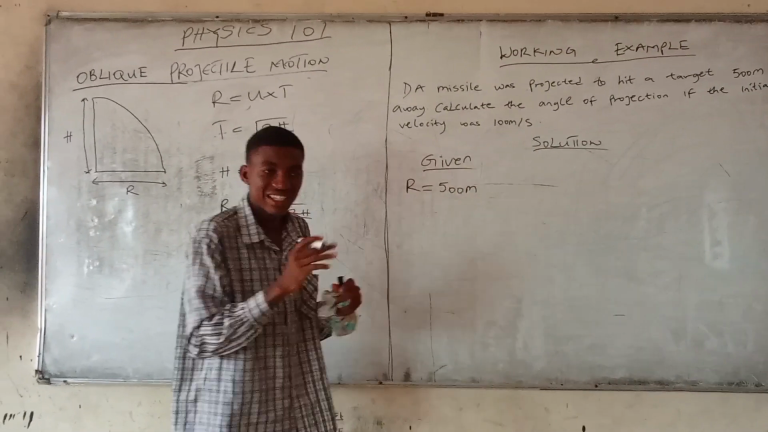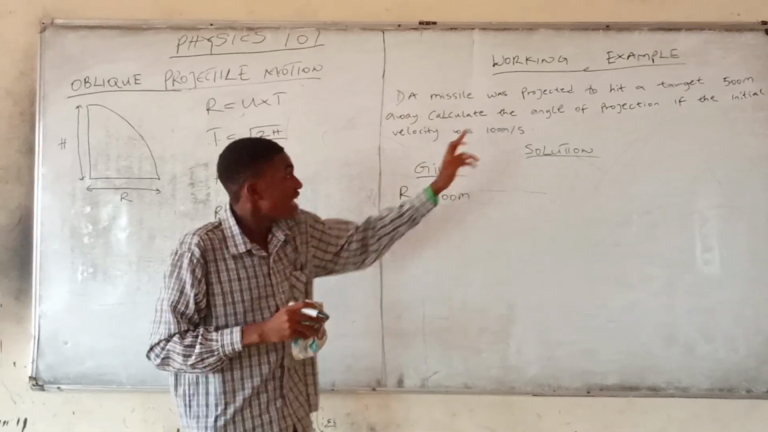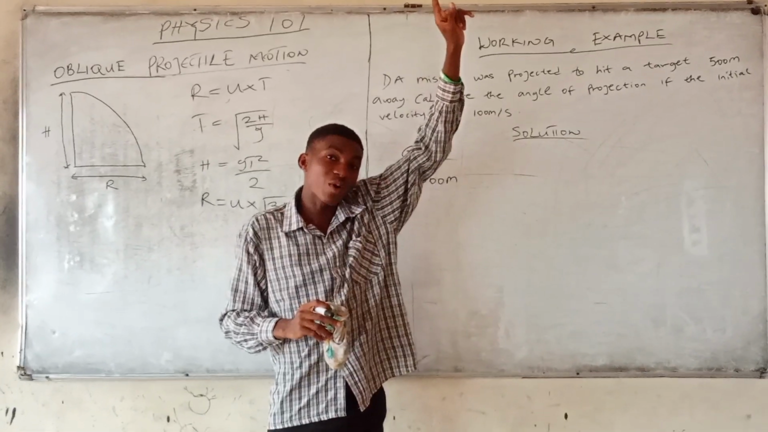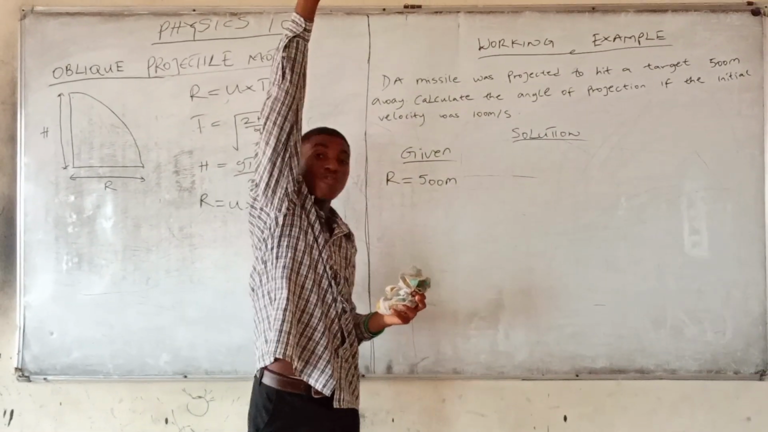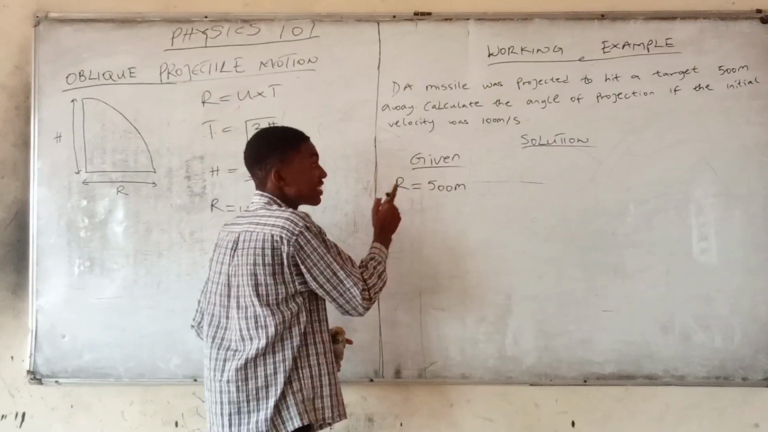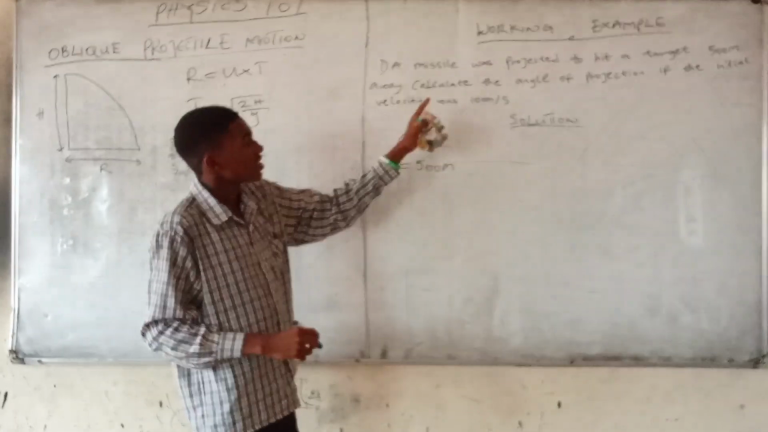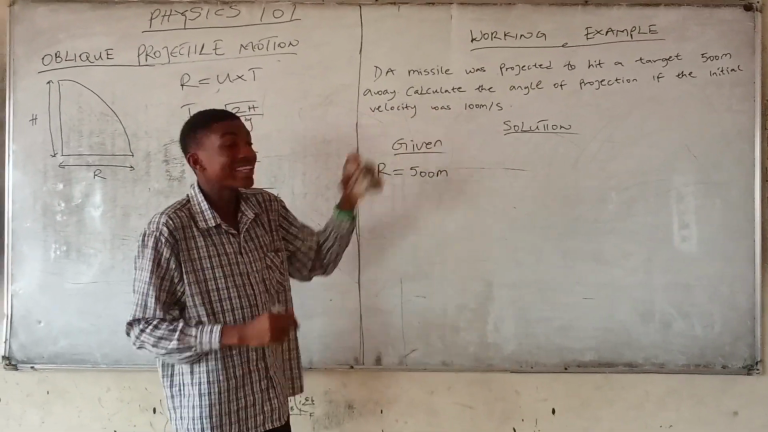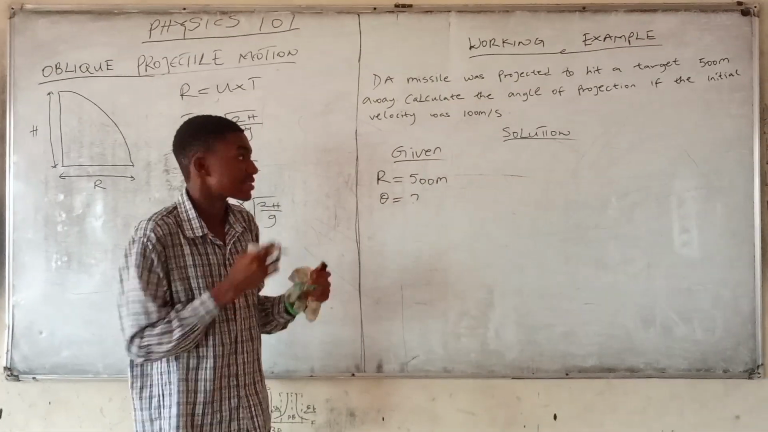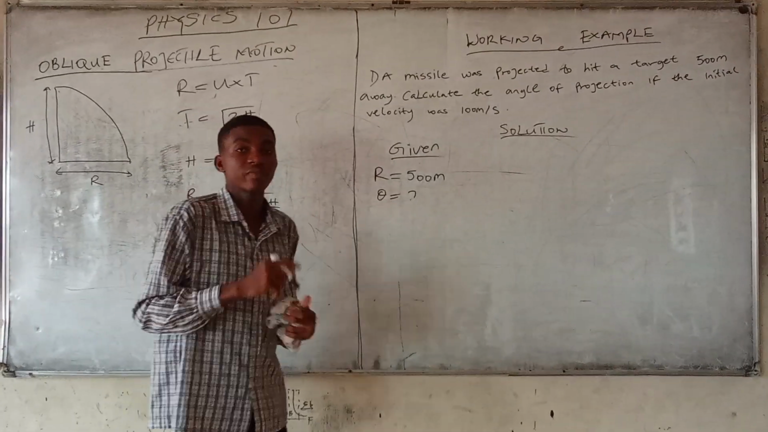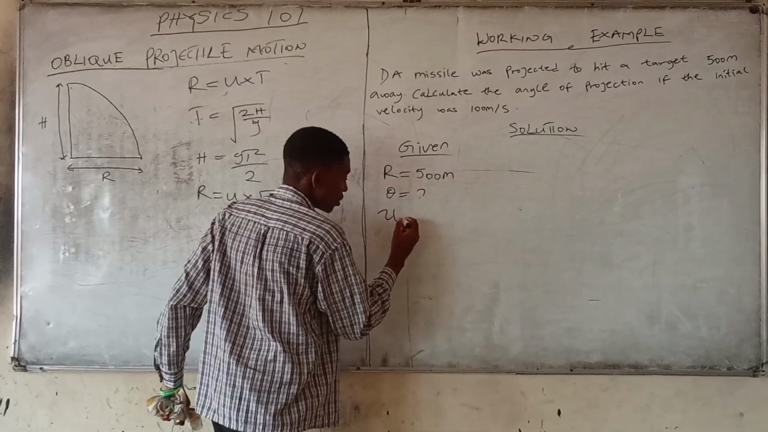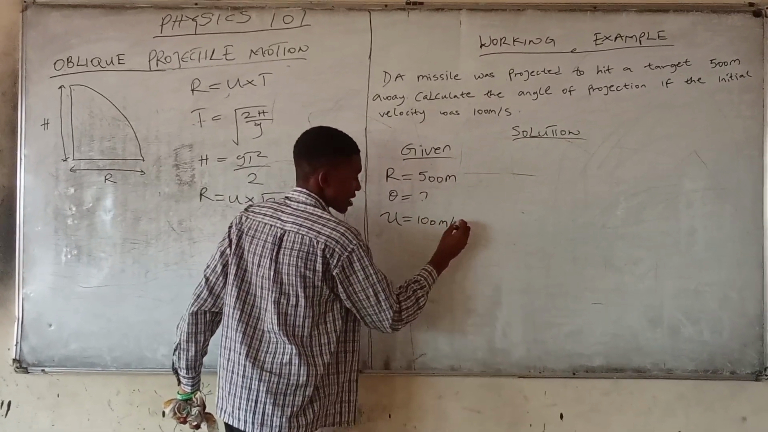In physics, you need to understand these basic terms. If they said 500 meters above, it means height. But 500 meters away means the horizontal distance, which is your range. So our range is 500 meters. And we have the angle of projection. We calculate the angle of projection, meaning we calculate our theta. Theta equals unknown. We are getting our parameters. If the initial velocity was 100 meters per second, from the previous video, the initial velocity is given by the symbol u. So u equals 100 meters per second.